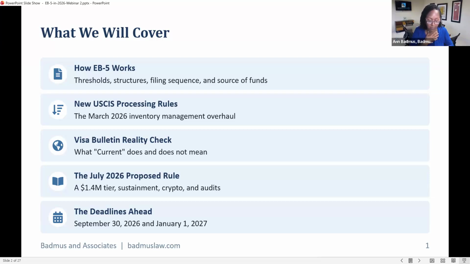Then we'll also cover the new USCIS processing rules that took effect in March regarding the EB-5 program. Next we'll talk about the Visa Bulletin, what it is and what it means for EB-5. After that, we'll talk about, as I mentioned, the July 2026 proposed rule. And then we'll close with the dates that you should be looking at in terms of deadlines and timelines to drive your decisions.